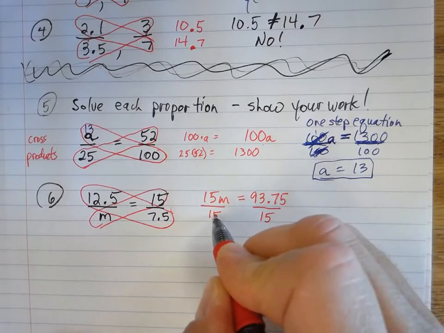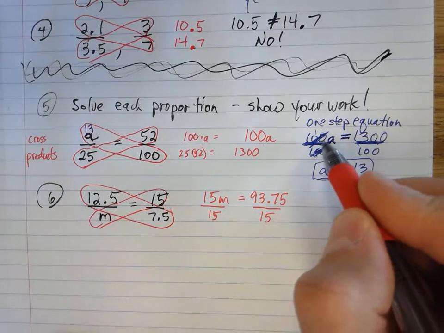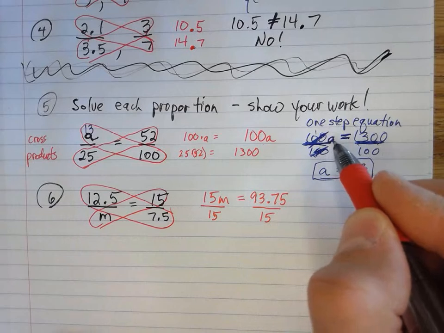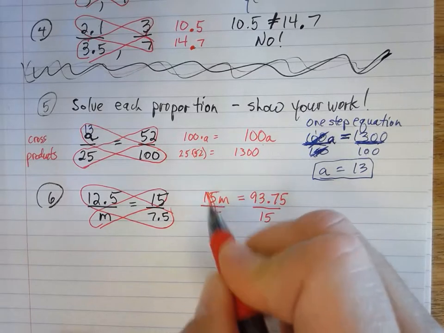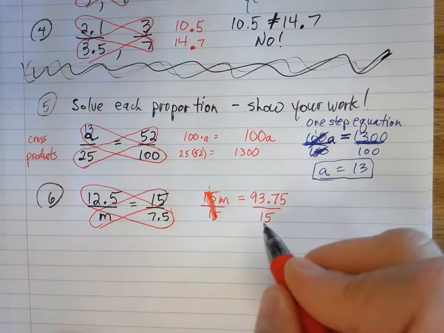You always want to divide by the number that's with the variable. Like up here, we divided by 100 because that's with the variable. We're trying to get rid of that number and cancel it out. So here we're dividing by 15. 15 divided by 15, of course, that cancels out because that equals 1.